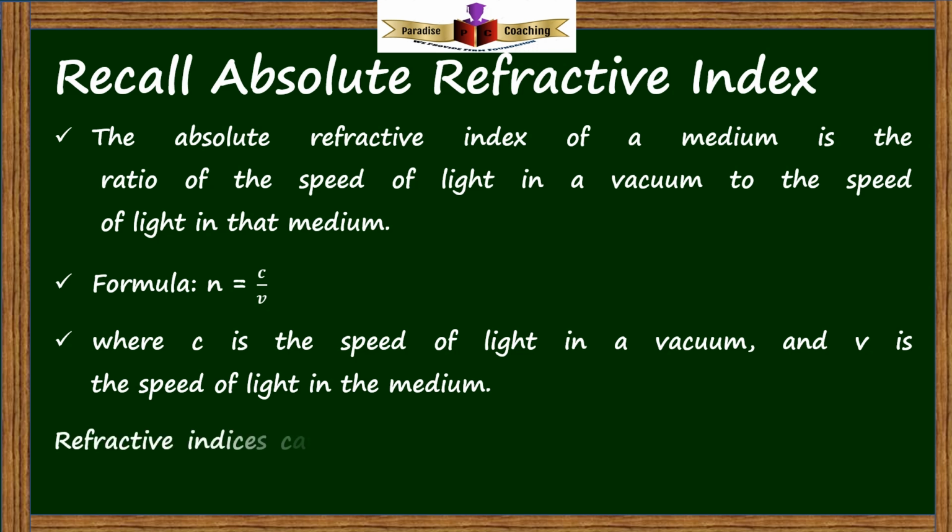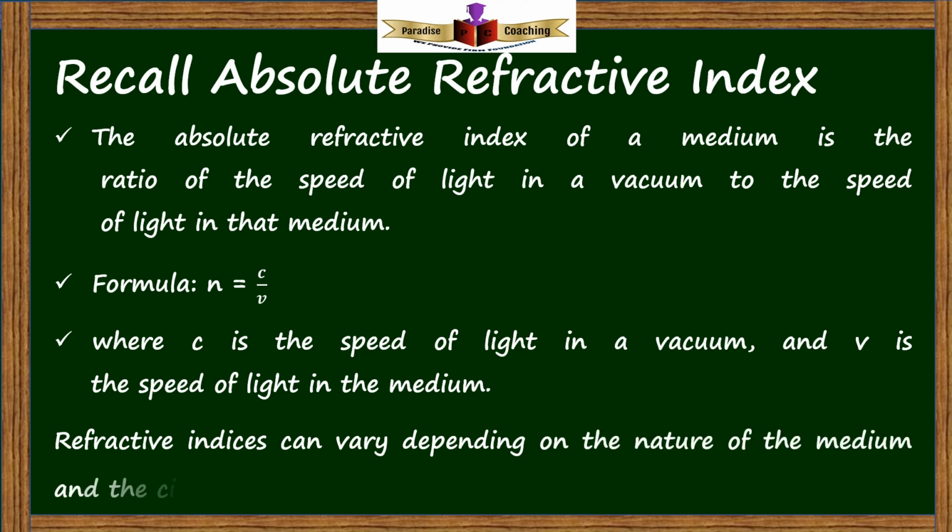Refractive indices can vary depending on the nature of the medium and the circumstances under which light is passing through it. Here, the speed of light in the medium is compared to the speed of light in vacuum.